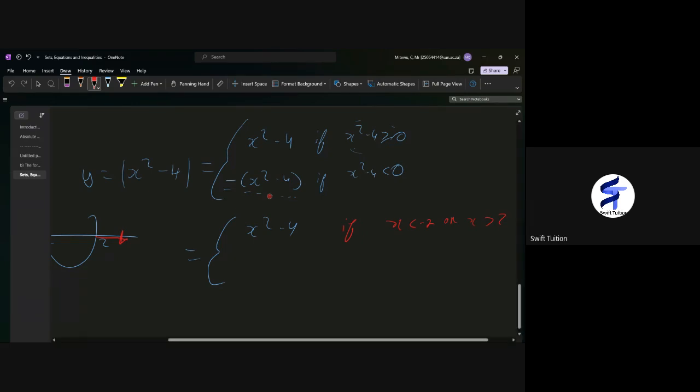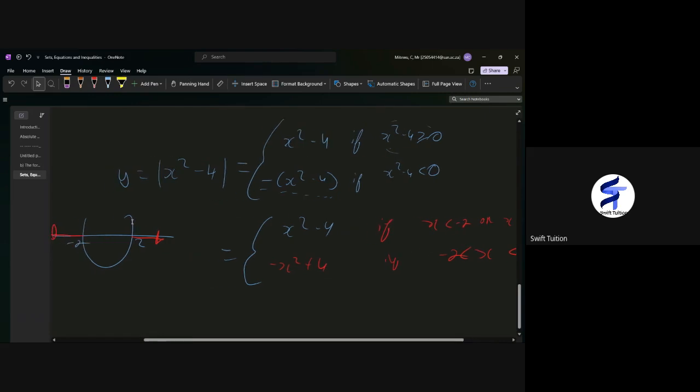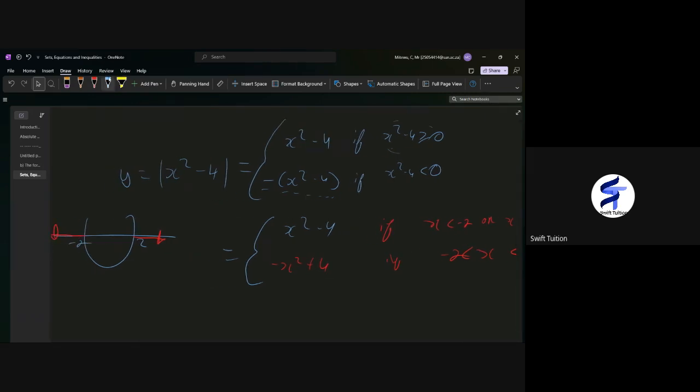But if the function is negative, then we're going to change the sign. We're going to switch it up. We're going to say -x squared plus 4 if x is between -2 and 2, because when we are between -2 and 2, that's when the graph would have been negative. So we know that we're going to switch the sign then.